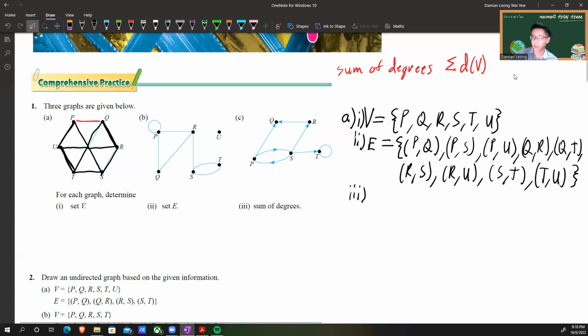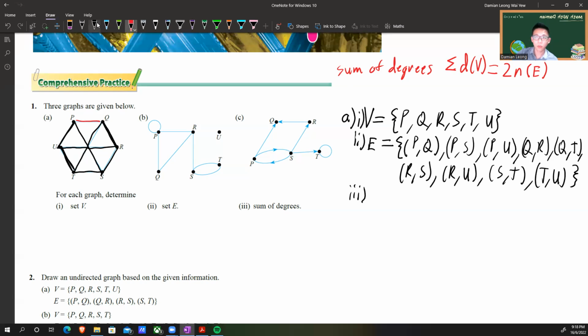The sum of degrees of all the vertices is 2 times the number of edges. It will always be 2 times the number of edges. It doesn't matter whether it has loops or multiple edges, or it's just a simple graph. No matter what, it will be 2 times the number of edges.